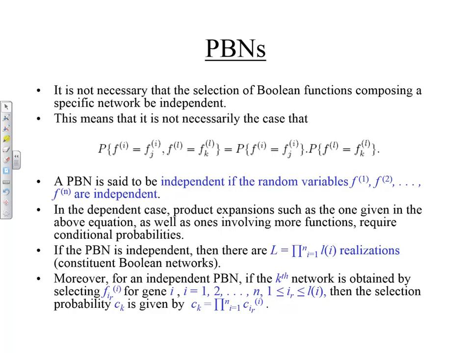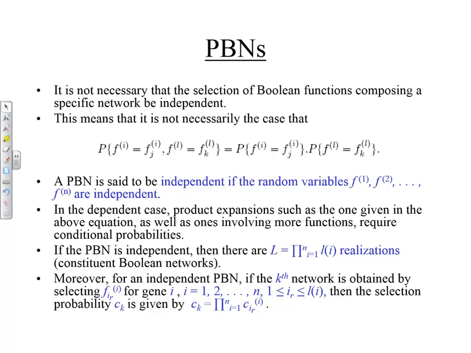That's not needed, right? So a PBN is said to be independent if the random variables F1, F2 up to Fn are independent. In the dependent case, product expansions such as the one given in the above equation, as well as ones involving more functions, will require conditional probabilities. No big deal. We know if it's independent, the conditional probability is the same as the original probability, but if they're dependent, the probability of the intersection of two events will be written in terms of conditional probabilities.